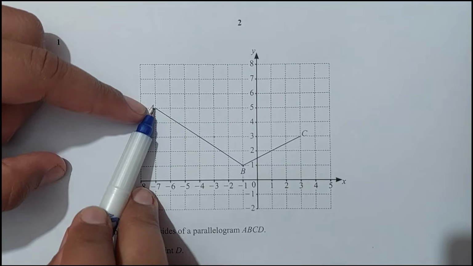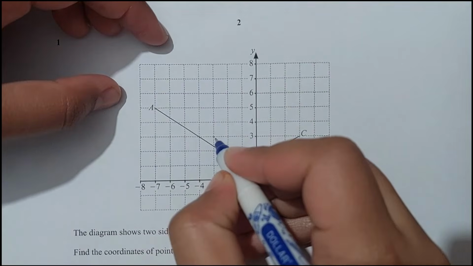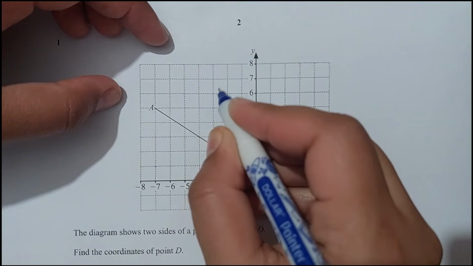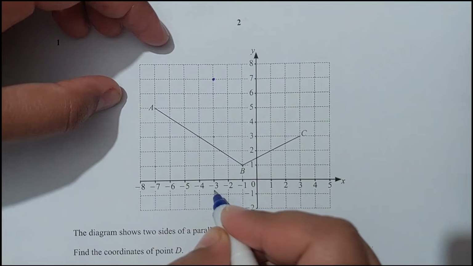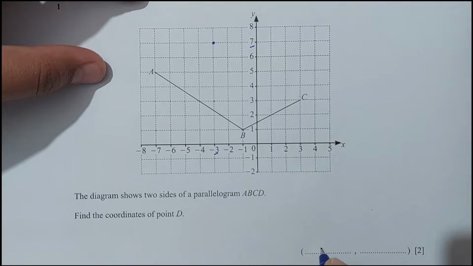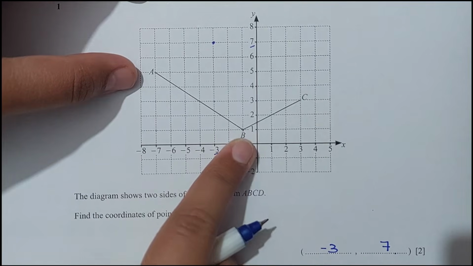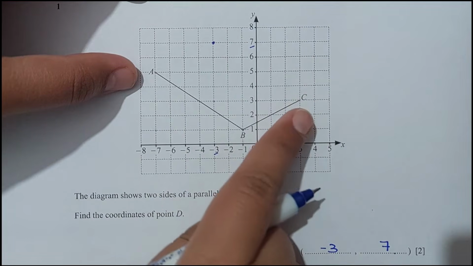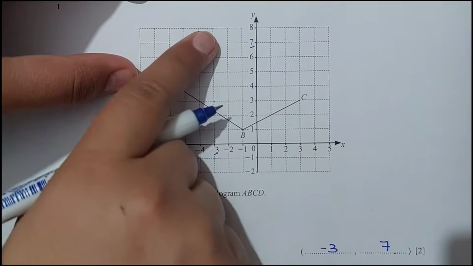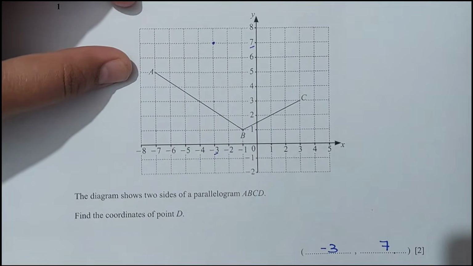This length is 4 units, so the 4 units are 1, 2, 3 and 4. The point D is over here, which is -3 and 7. So the coordinates of point D are -3 and 7. How do we get -3 and 7? The length of AB is 6 units and the length of BC is 4 units, right? So from B to D, this length is also 6 units.